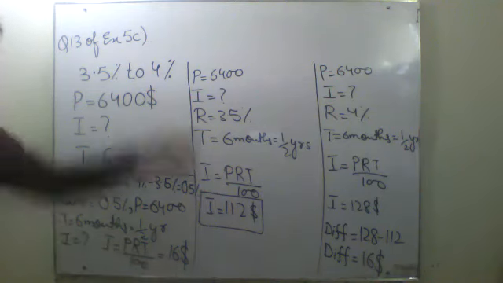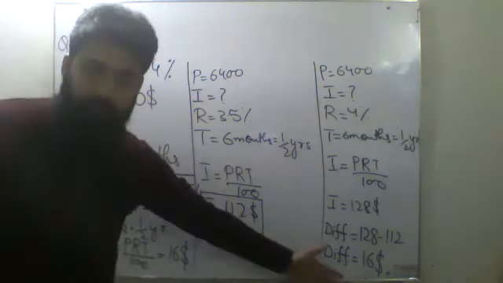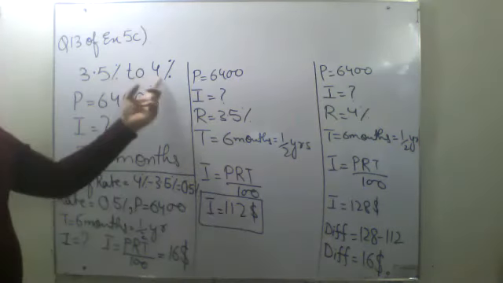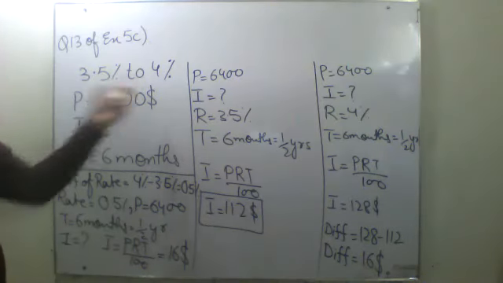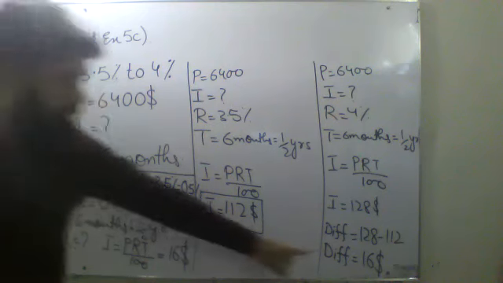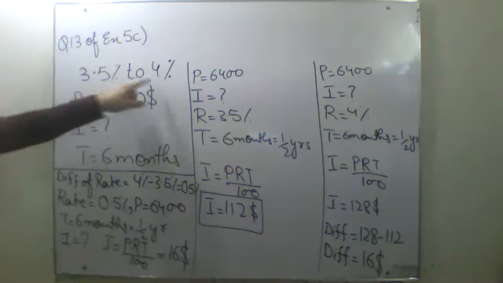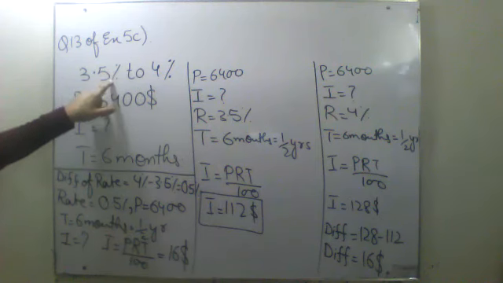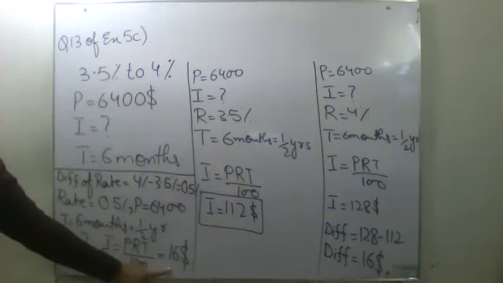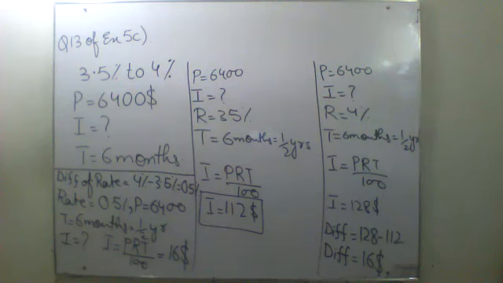So it's your choice. You can do it in this way, finding the interest separately for both rates and then subtracting them, or first taking out the difference between the rates and then finding the value according to that difference.